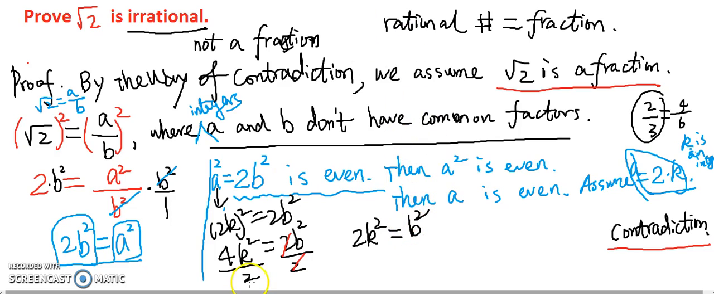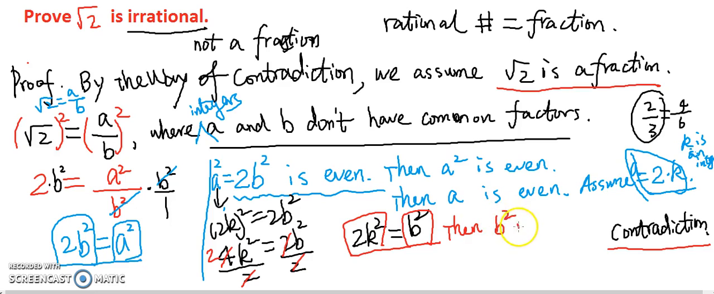So it's reduced to 2k squared equals b squared. And by looking at this new expression, 2k squared on the left equals b squared on the right, we can get a similar assumption, because if 2k squared is even, that means b squared is even, and then b is even. So we get similar conclusions. Then b squared is even, and so b is even.